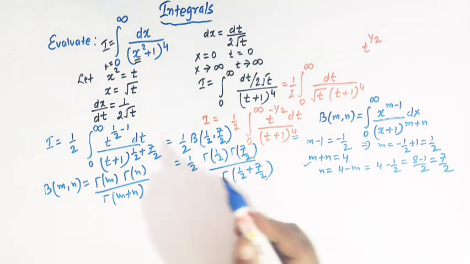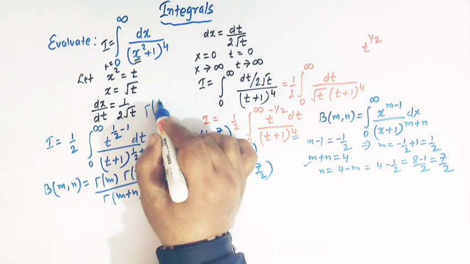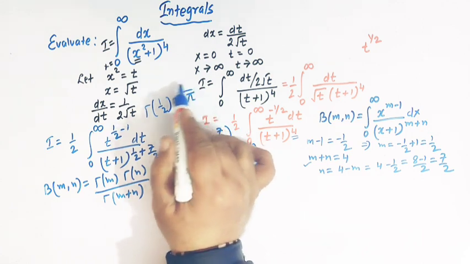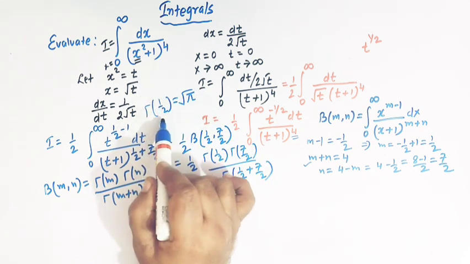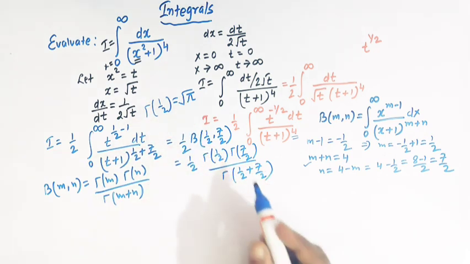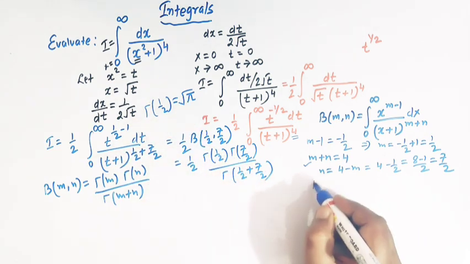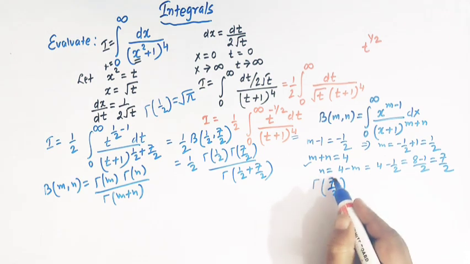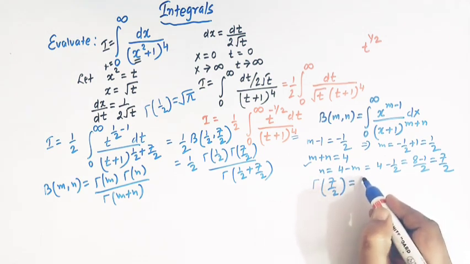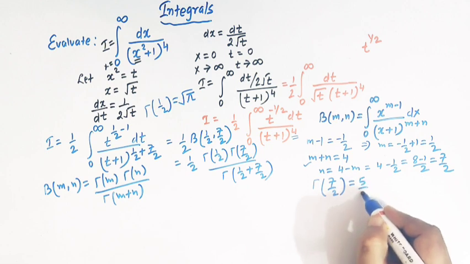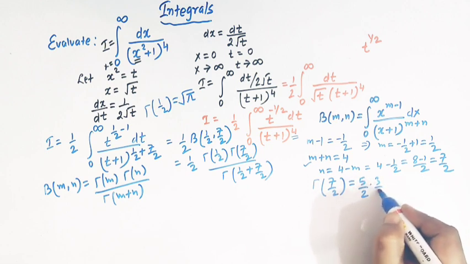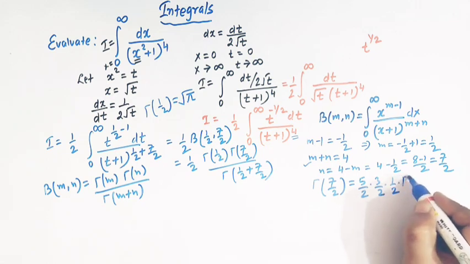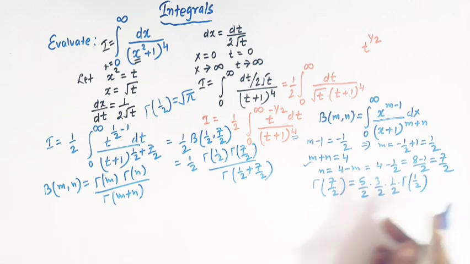Now see, we know that gamma of half is equal to square root of pi. So this is a standard result. Gamma half is equal to square root of pi. Now we have this term, that is gamma of 7 over 2, right? So gamma of 7 over 2 can be expressed like this, that is 5 by 2 times 3 by 2 times half times gamma of half, right?